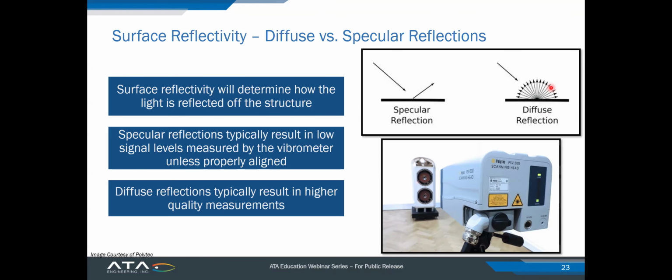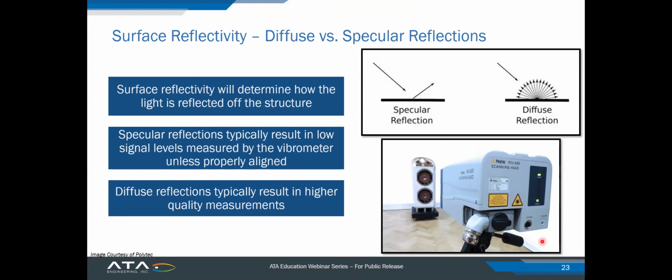A diffuse reflection would be when the light hits the structure and it spreads out. If you're in an office building, typically the walls you're going to see around you are going to be diffuse reflections, unless you live in one of those carnival mirror mazes.